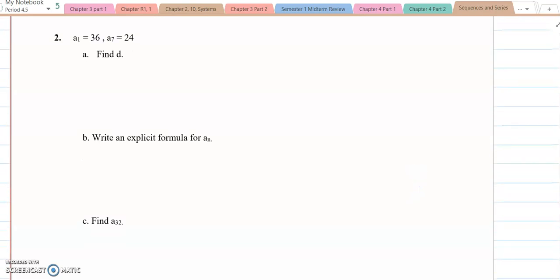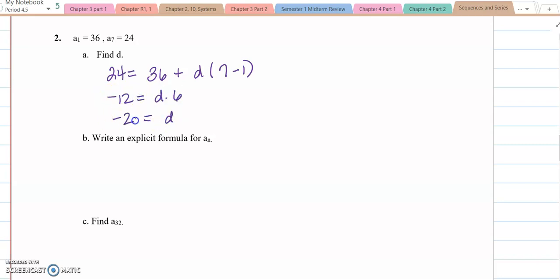Number 2, find the d value. You can use your equation that we gave to you. So a sub n in this case is a sub 7, which is a sub 1 plus d times n minus 1. And so you have everything there except for your d value. Negative 12 is d times 6, therefore d is equal to negative 2.